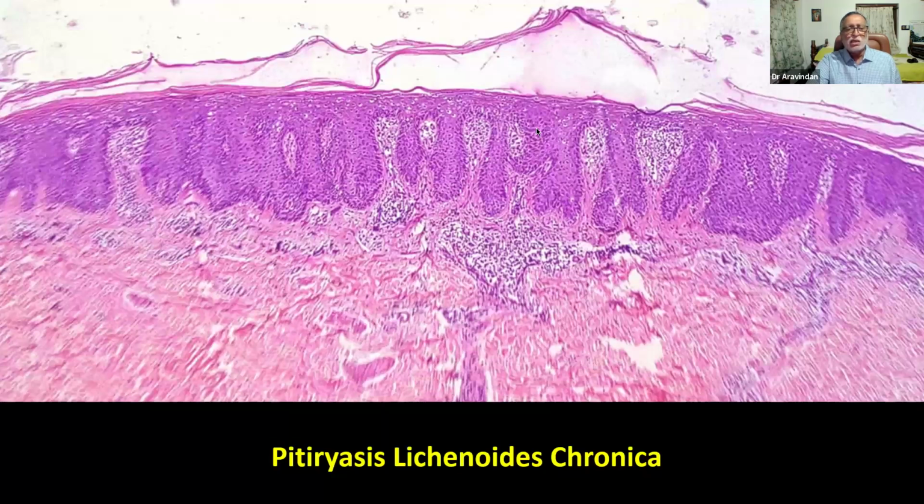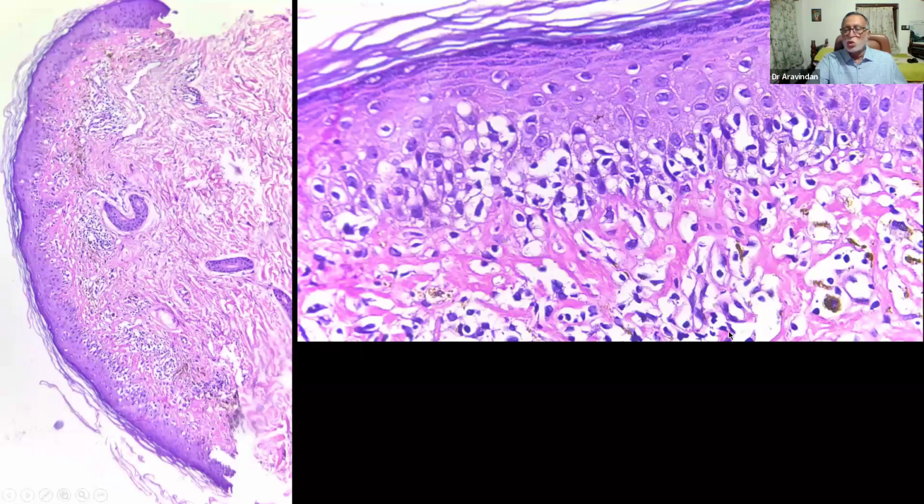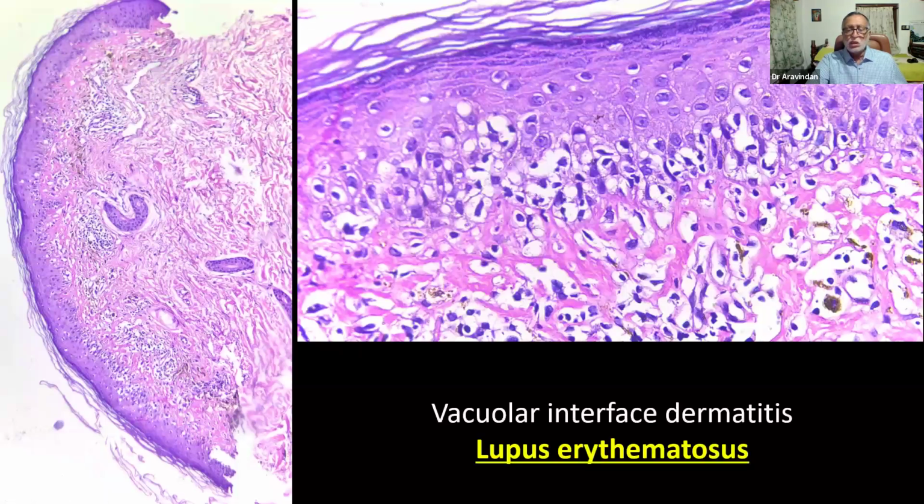And when you find a lichenoid infiltrate, along with the psoriasiform hyperplasia, maybe a little spongiosis here or there, but a psoriasiform pattern and this lichenoid infiltrate, pityriasis lichenoides chronica is a possibility always to be thought of. Okay, so this is the second type of interface dermatitis that we were talking about.